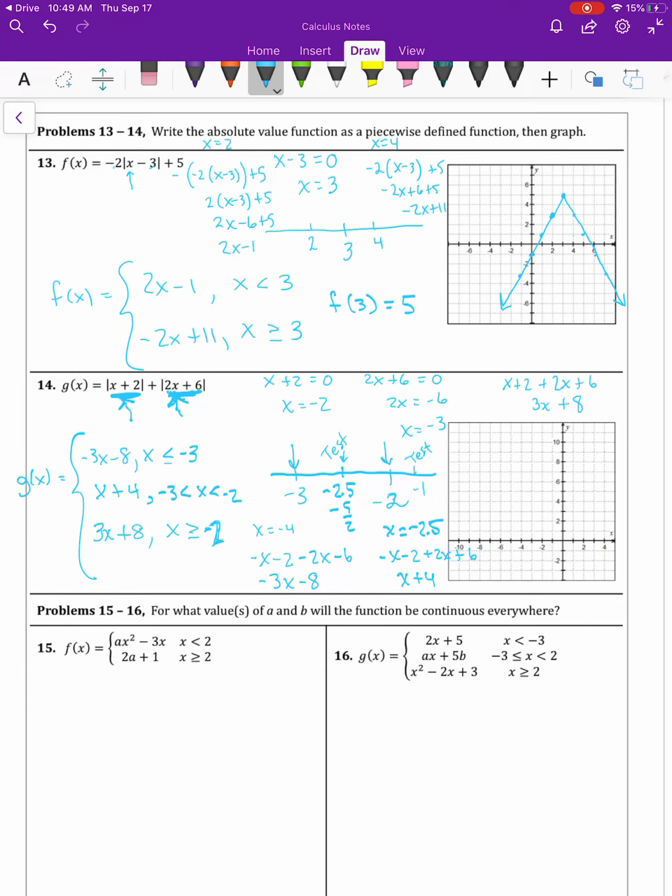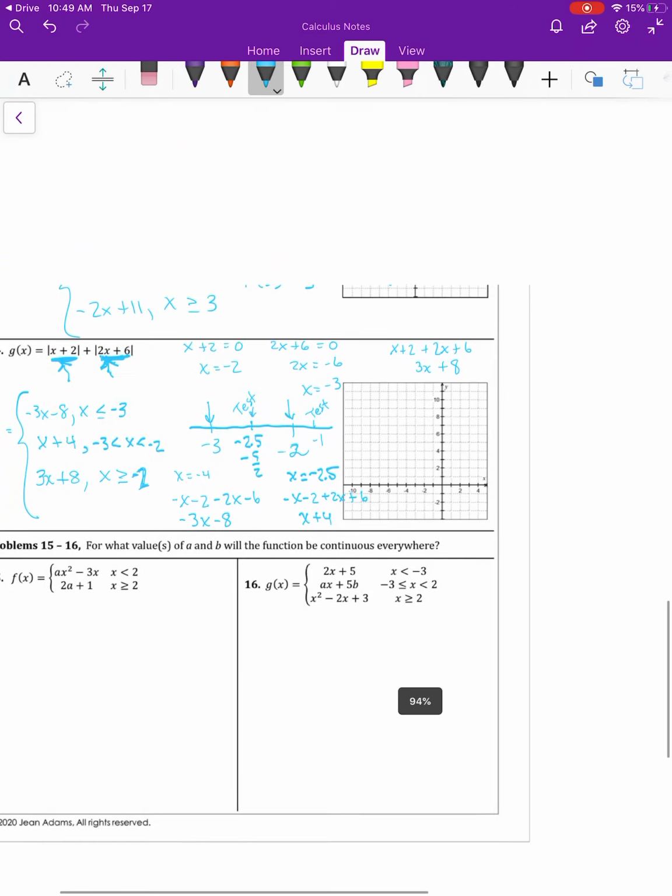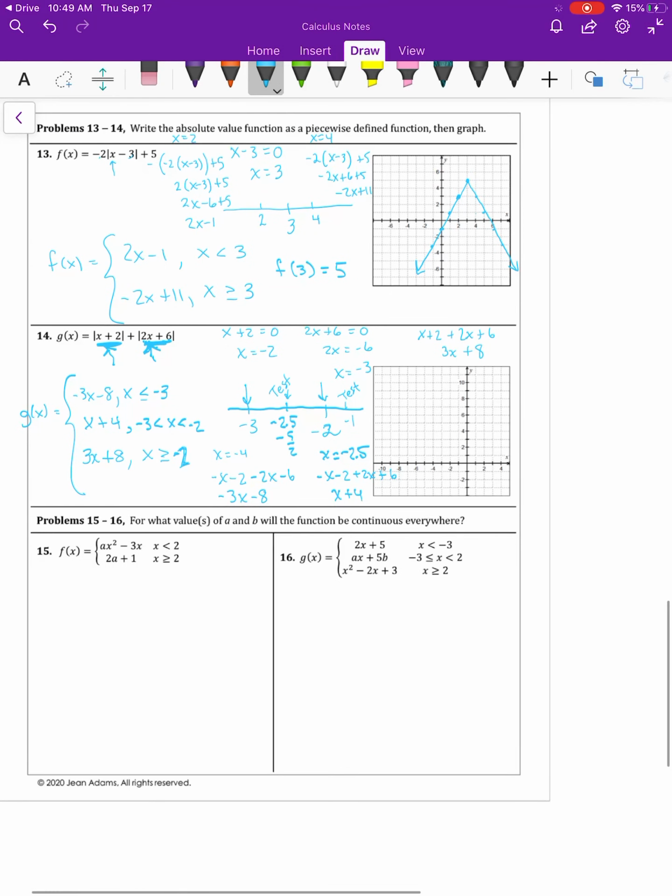This is when I would probably use my chart like I showed you the other day. So this is less than or equal to negative 3, so negative 3, negative 4. You only need a couple of points. You know it's linear. And this is your negative 3x minus 8.